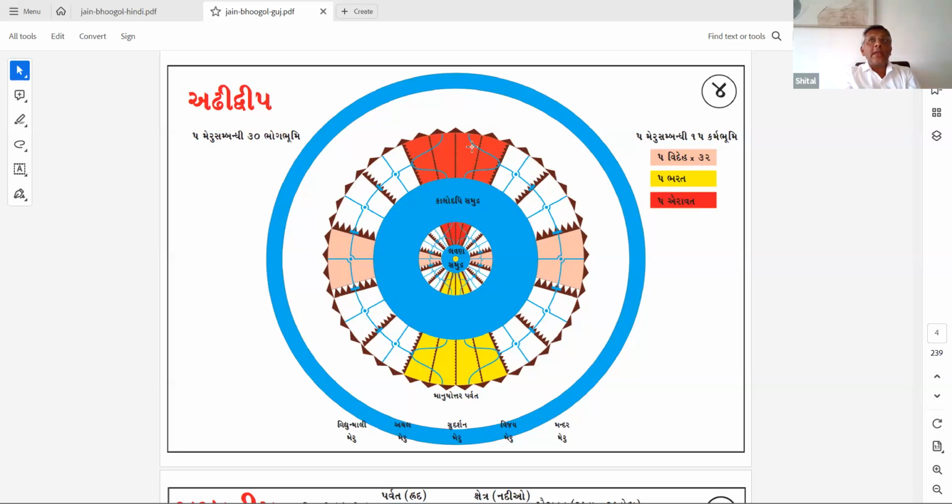Each Videh Kshetra, we've seen how many nagaris in total in Videh Kshetra? In total, Madhush, how many in total? 32. That's 32 only in Jambudweep. My question was, how many total nagaris of Videh Kshetra in the whole of Manushya Lok?